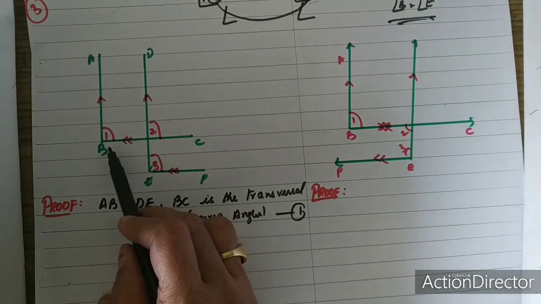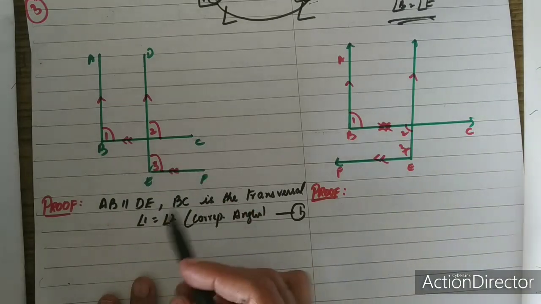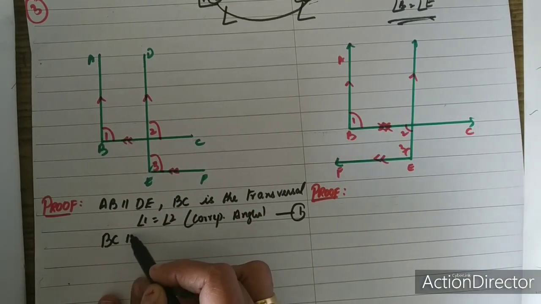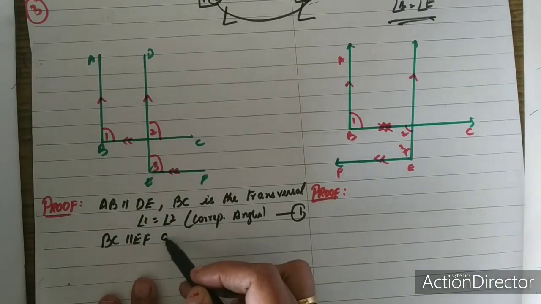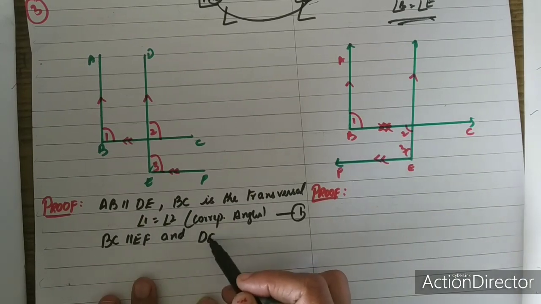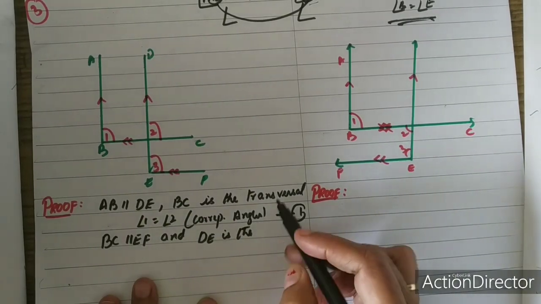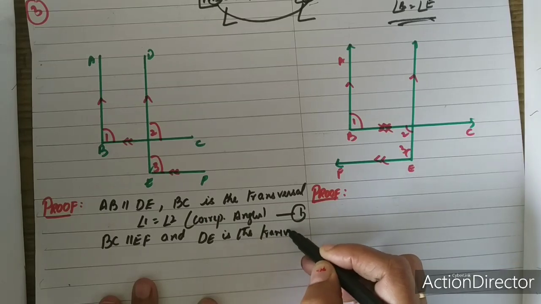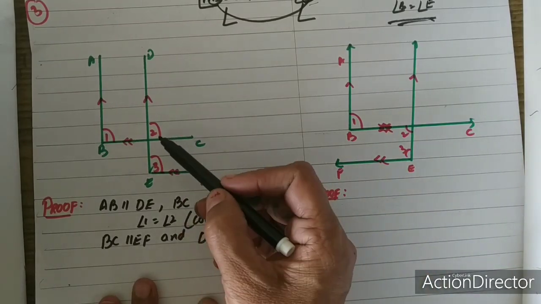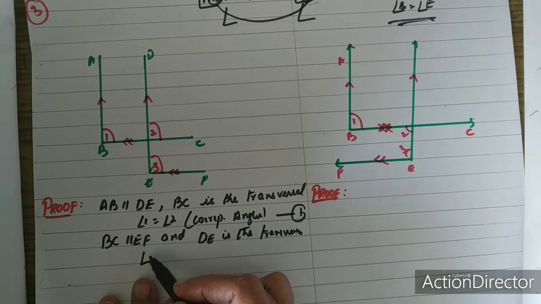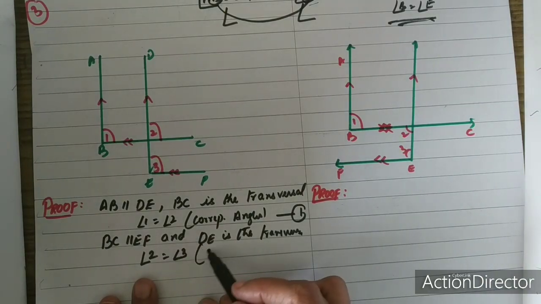Now let us take the other arm. BC is parallel to EF and DE is the transversal. So what can you say? Angle 2 is equal to angle 3. Again they are corresponding angles.